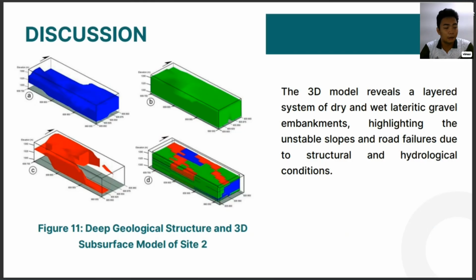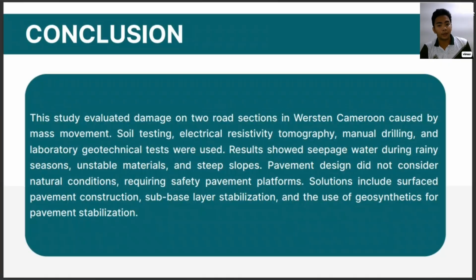The 3D model of figure 11 depicts a layered system with dry lateritic gravel embankment, wet lateritic gravel embankment, and a highly saturated zone. This layer is unstable and contributes to mass movement. At deeper depths, it transitions into weathered basalts. The model highlights the extent and geometry of these layers, confirming the structural and hydrological conditions causing slope instability and road failure.